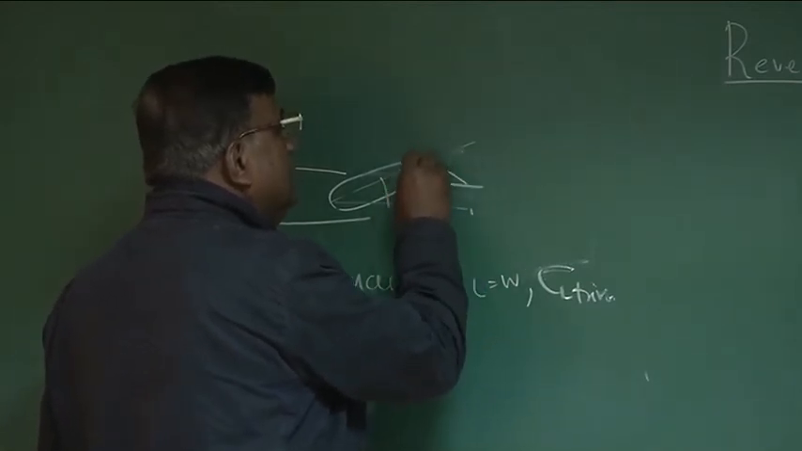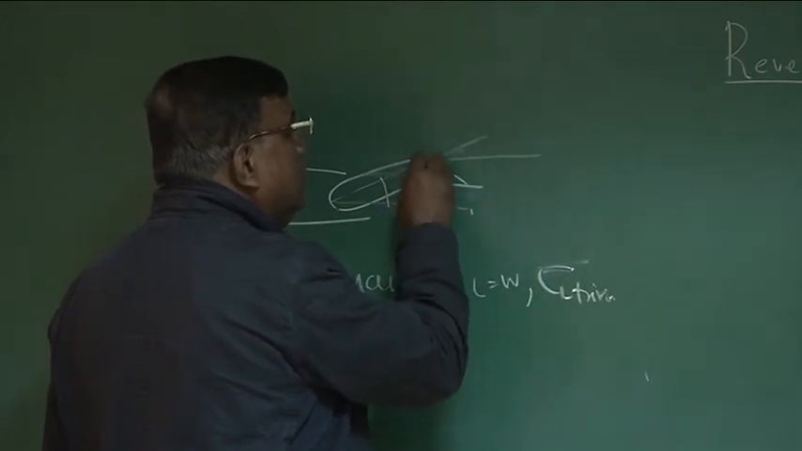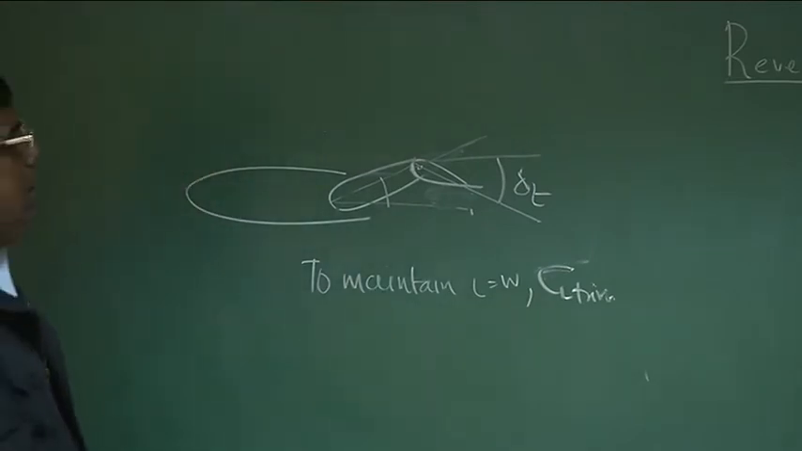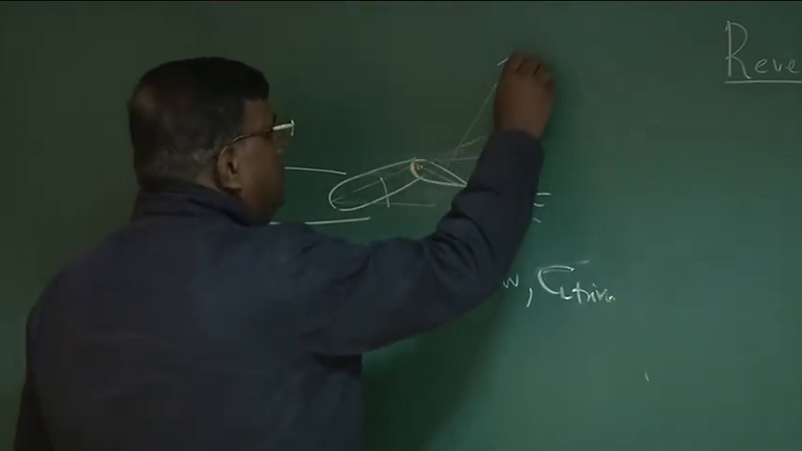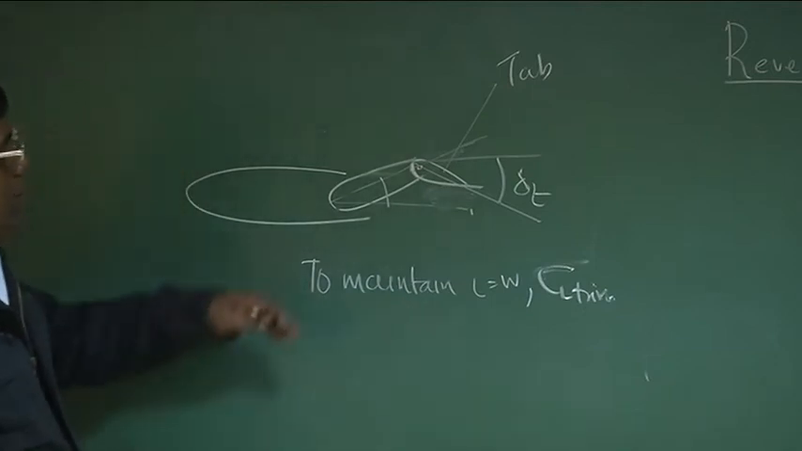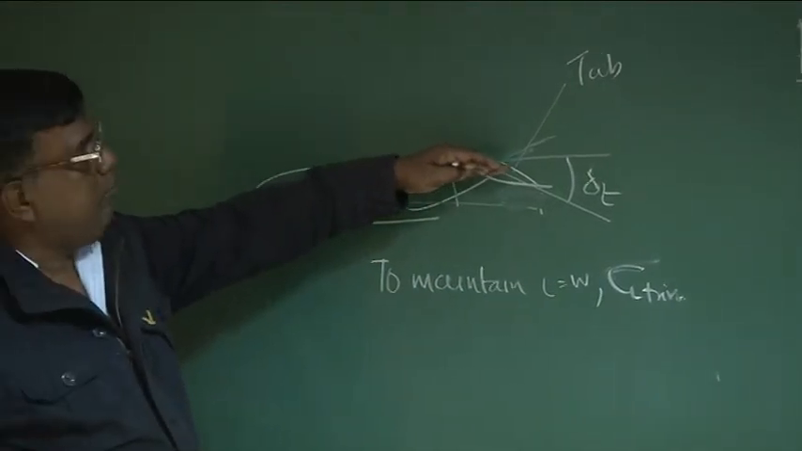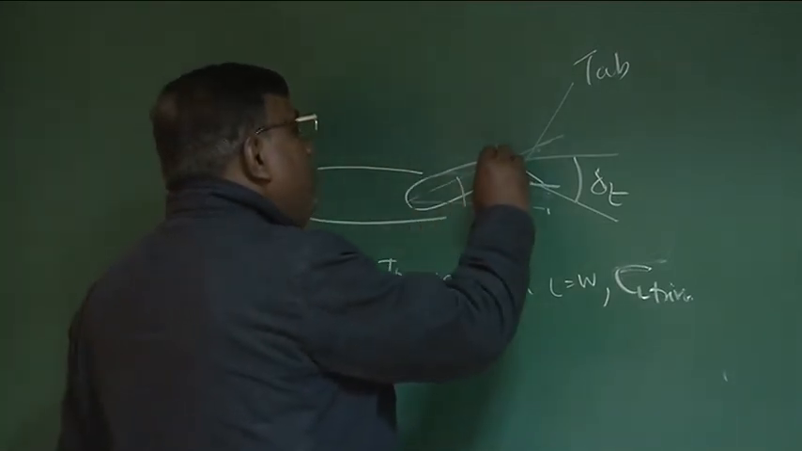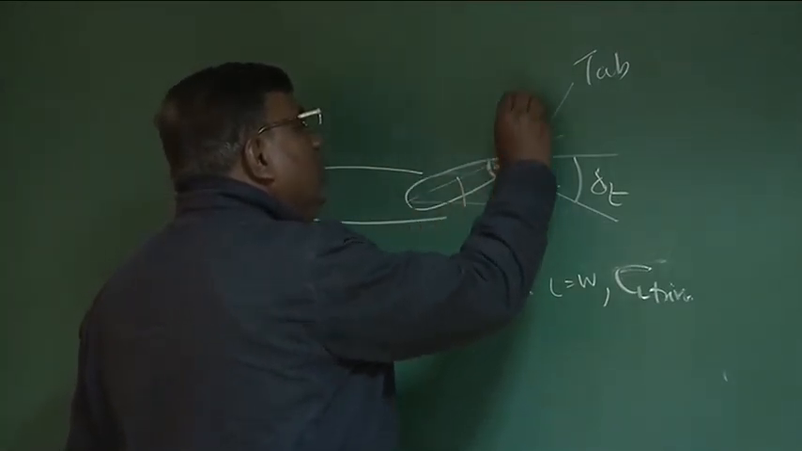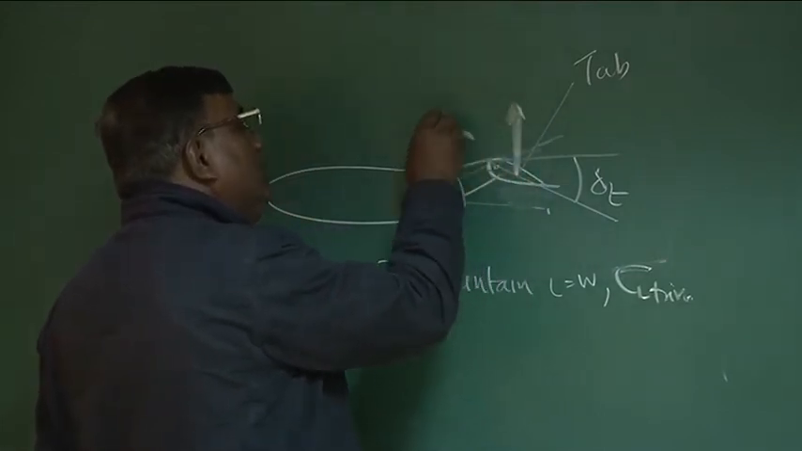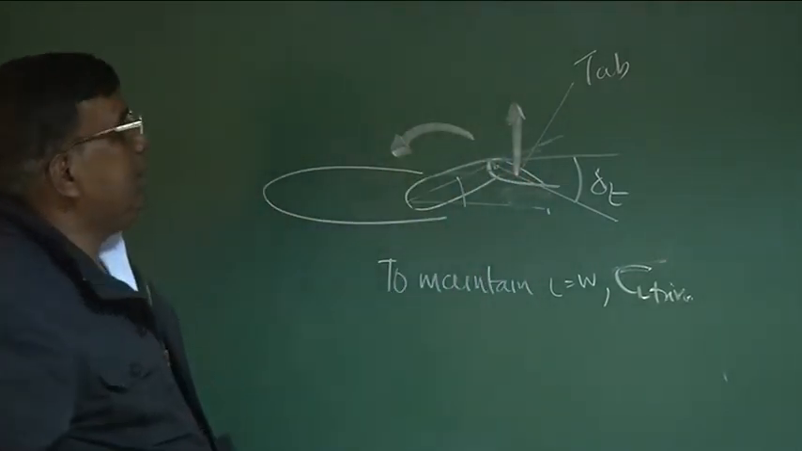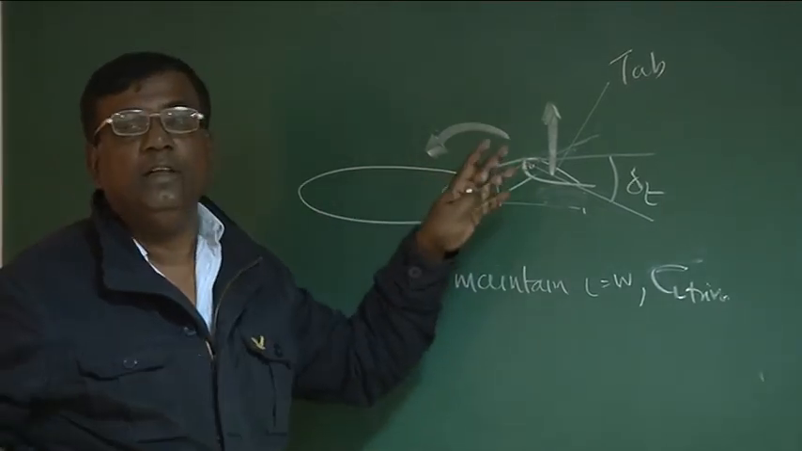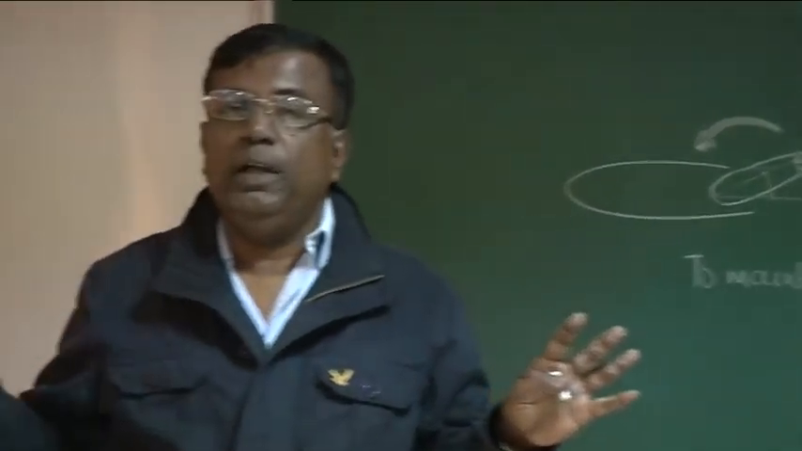So this is the delta T, trim tab angle, and this is the tab. Please notice, the elevator is going like this, and the trim tab is coming down like this. What happens? If it comes like this, then it generates a force here, which gives a moment, and that moment is used to hold the elevator at a particular position. Now, the pilot need not apply any stick force.